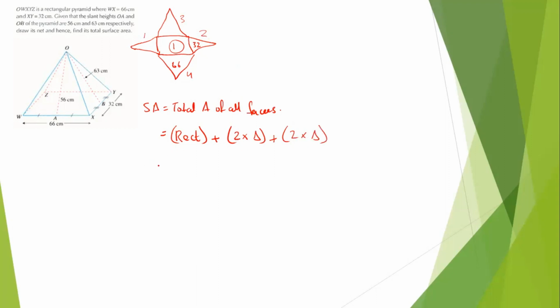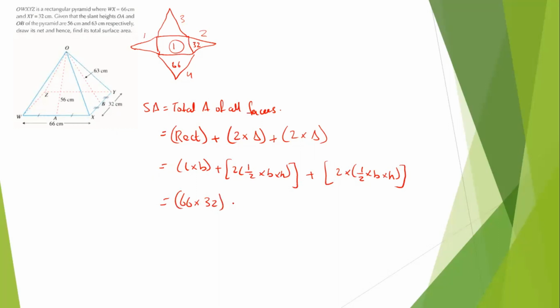Perfect. So सबसे पहले rectangle का area formula लिख लो, L into B plus 2 multiply by 1 upon 2 into base into height, bracket close, plus again a bracket, 2 multiply by 1 upon 2 into base into height. Now इन सबको हम separately figure out कर लेंगे. L into B 66 into 32 हो जाएगा, plus this 2 and this 2 can be cancelled, so you're left with base into height.